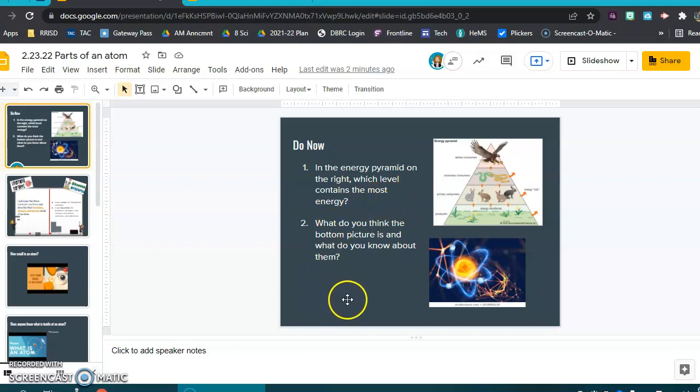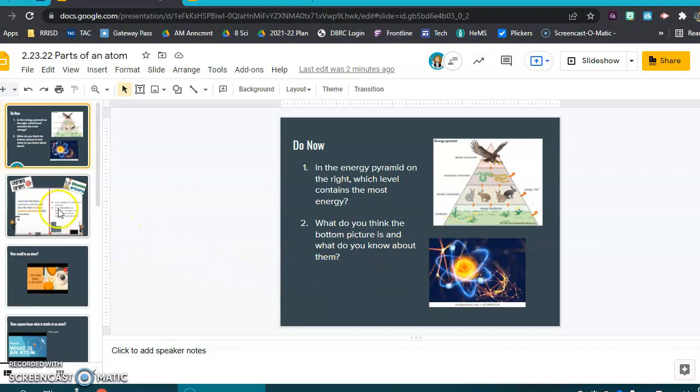All right, what do you think the bottom picture is and what do you know about them? That's right, somebody just said atoms, molecules, nuclear. It is an actual model of an atom. It's showing us our nucleus and then our possible electron shells or an electron cloud.